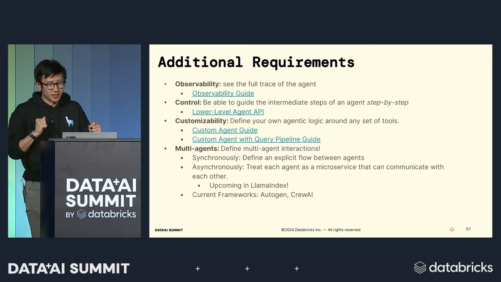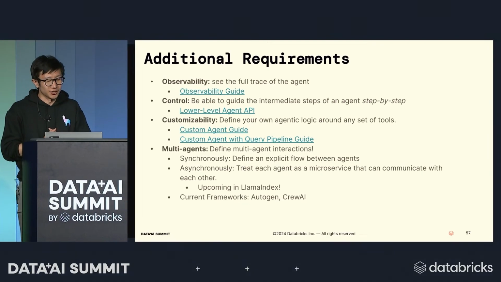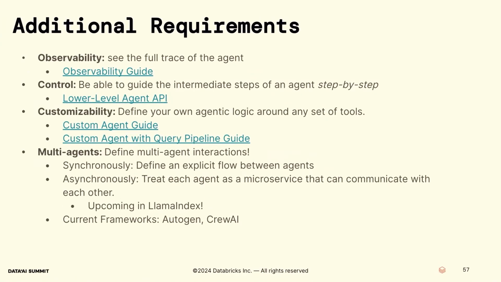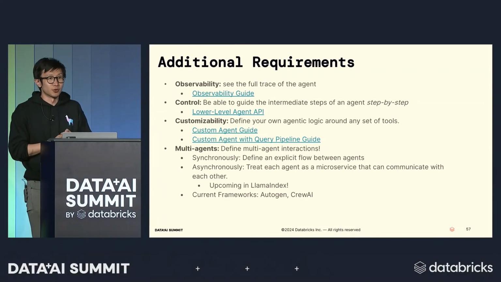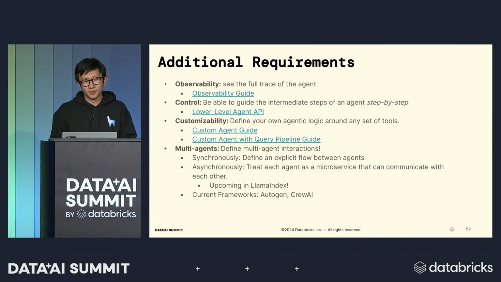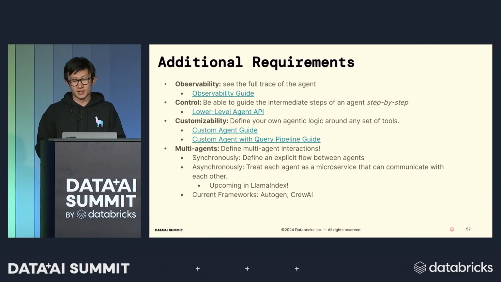Basically, the rough categorizations of these multi-agent workflows are the following. One is some sort of synchronous flow, being able to define an explicit flow between agents. And two is some sort of more async freeform flow, where you treat each agent as a microservice that can communicate with each other. And instead of you explicitly defining the pathway to follow, you give the agent a lot of leeway in deciding what plan it should take and which agent to call next in order to solve the task, right?